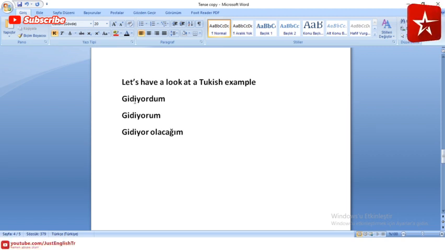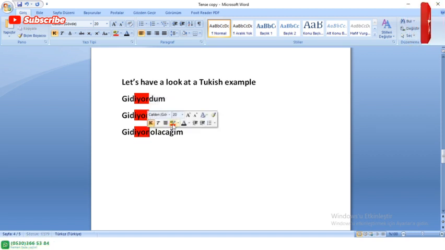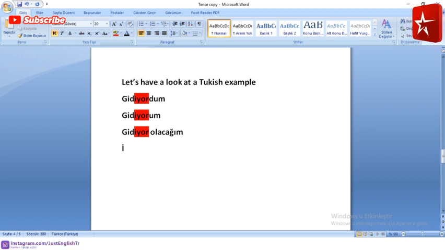So I'm going to highlight some parts here. Can you see that? We have that suffix, -yor. It's exactly the same in all of these variations or tenses of the verb gitmek. That -yor suffix, what does it tell us about that action? Well, it shows that we have duration. And I'm going to try my very bad Turkish again.